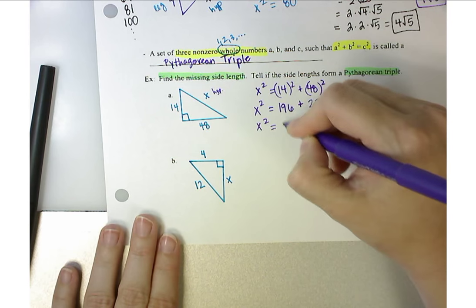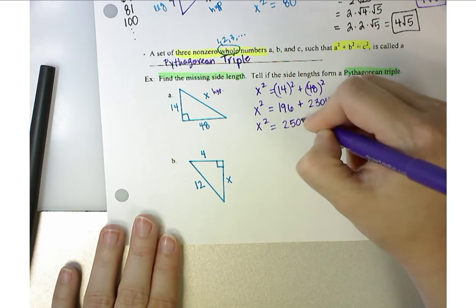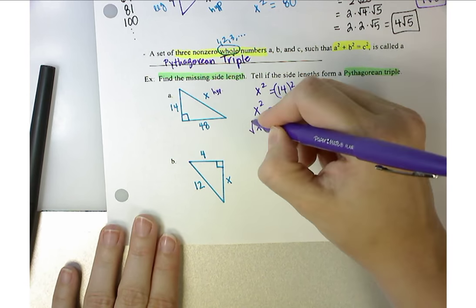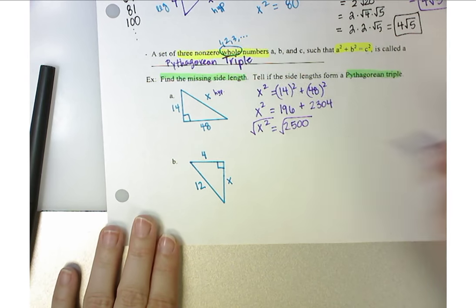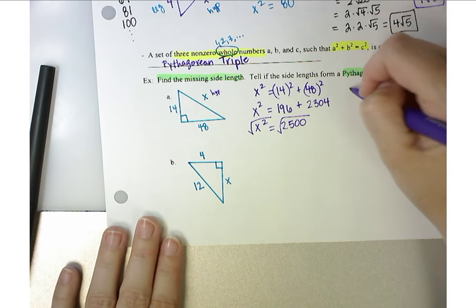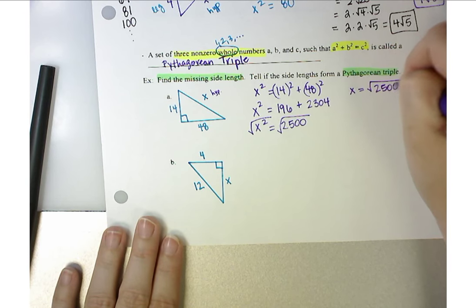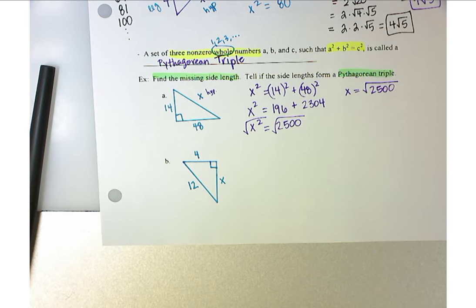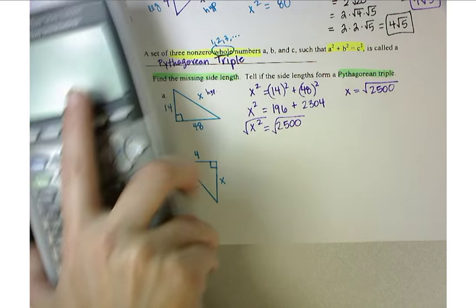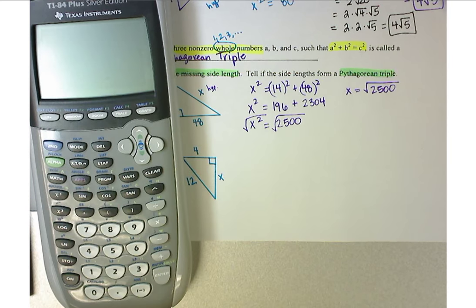When you add them together, you should get 2,500. And then we're going to take the square root of both sides. Okay, so x is going to equal the square root of 2,500. Do you guys know how to take the square root on your calculator? Okay, so then we're going to do the square root of 2,500, which you can find with your calculator.